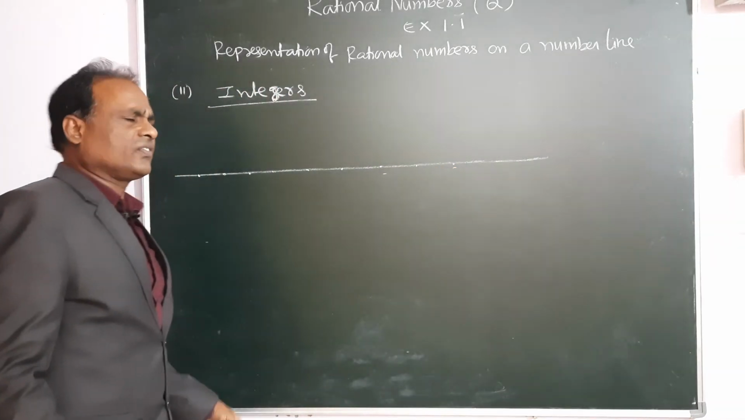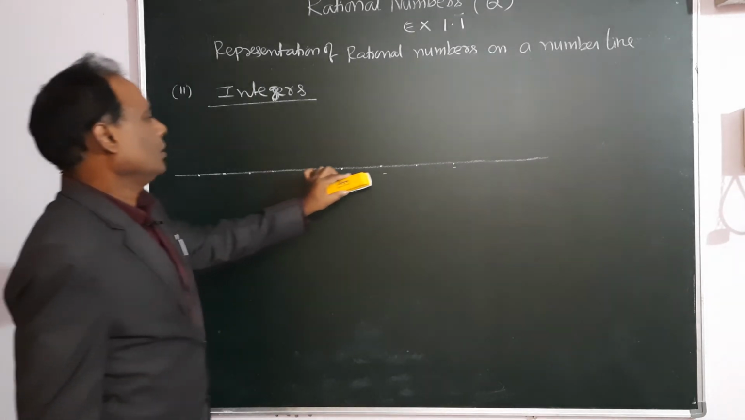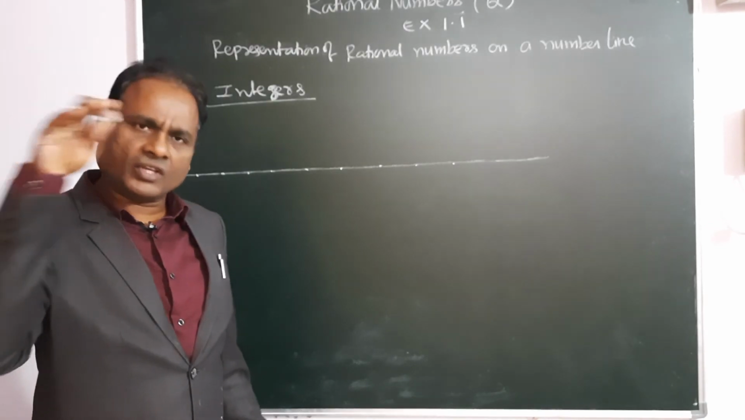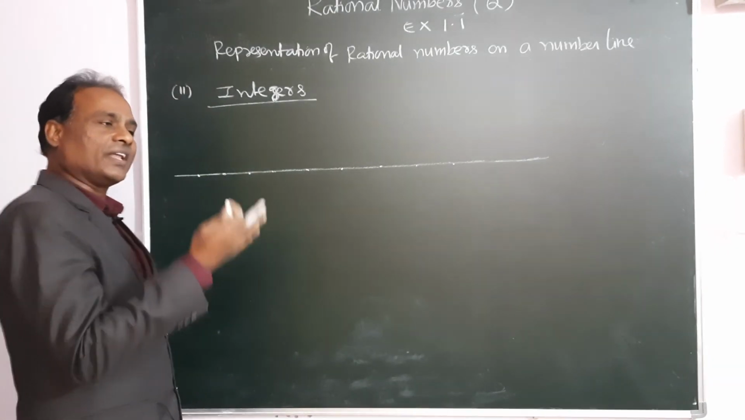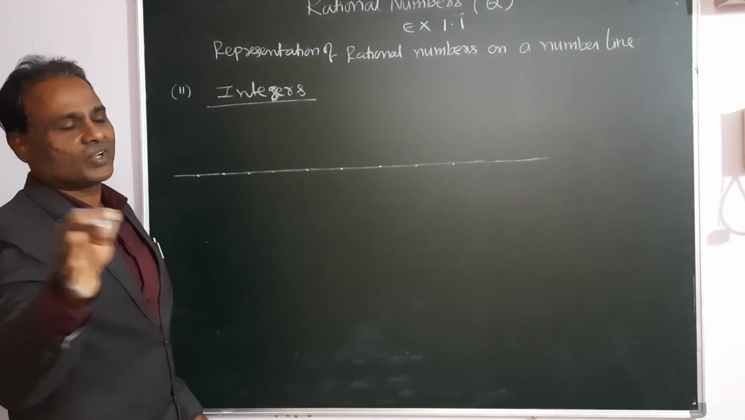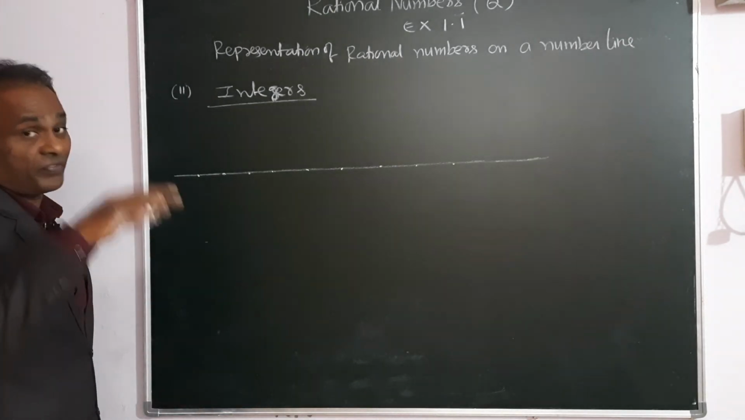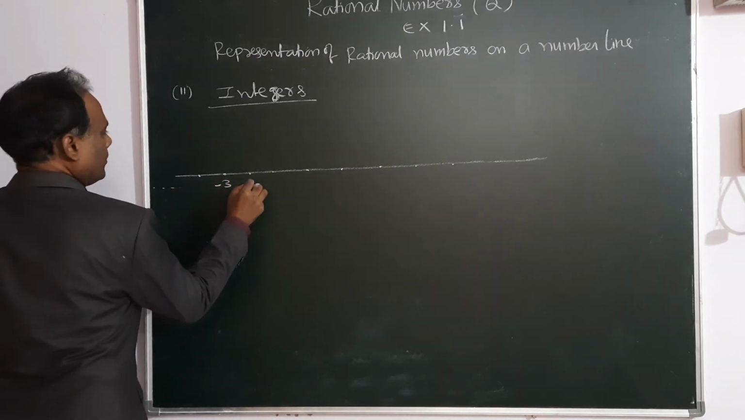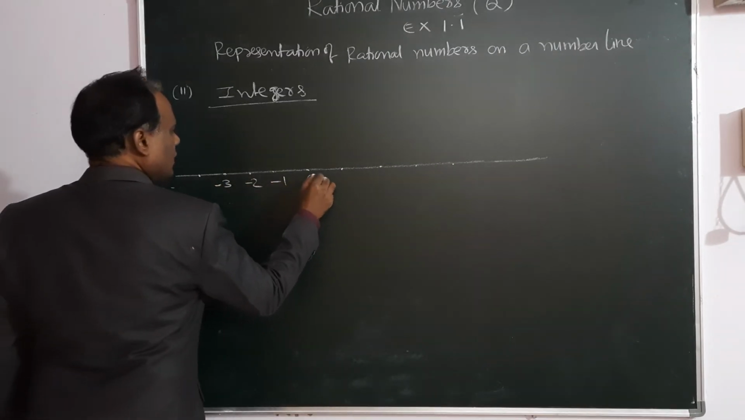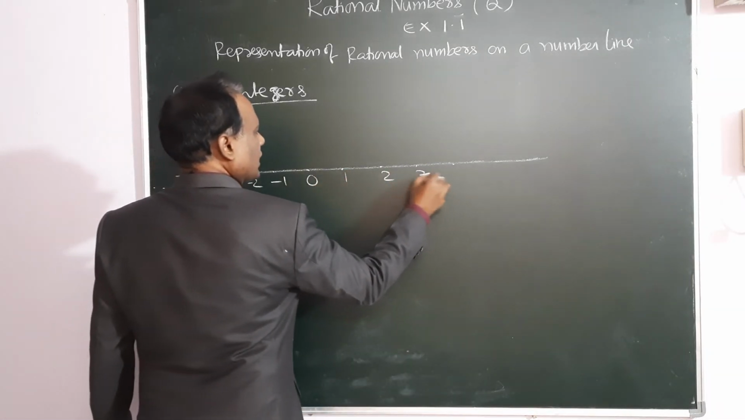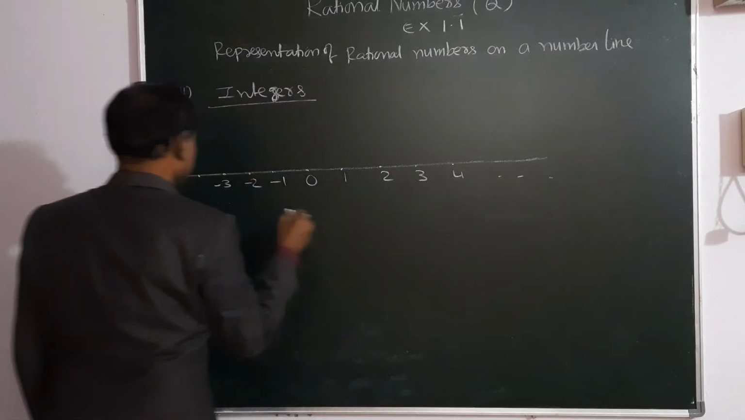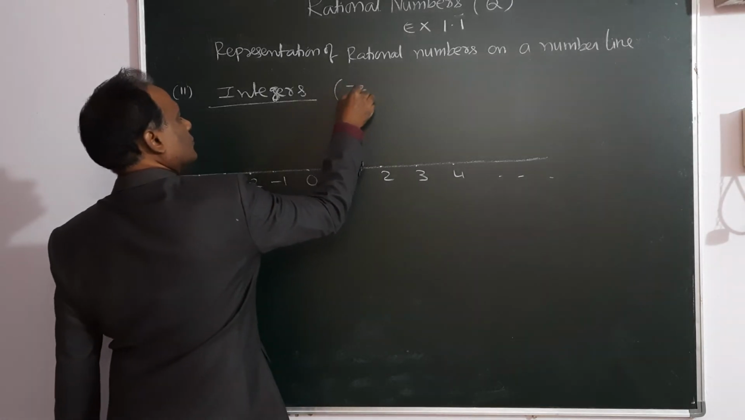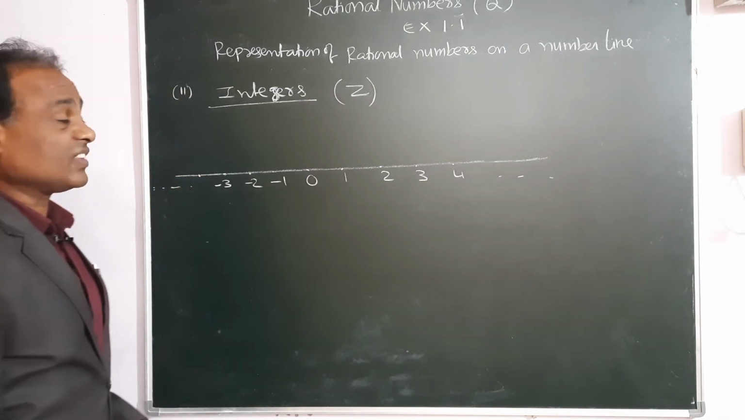What are the integers? The same natural numbers 1, 2, 3, 4, 5, 0 included, minus 1, minus 2, minus 3. So negative numbers, 0, positive numbers, all will come under integers, but except fractions. So minus 3, minus 2, minus 1, 0, 1, 2, 3, 4, and so on. How to represent the integers on the number line?